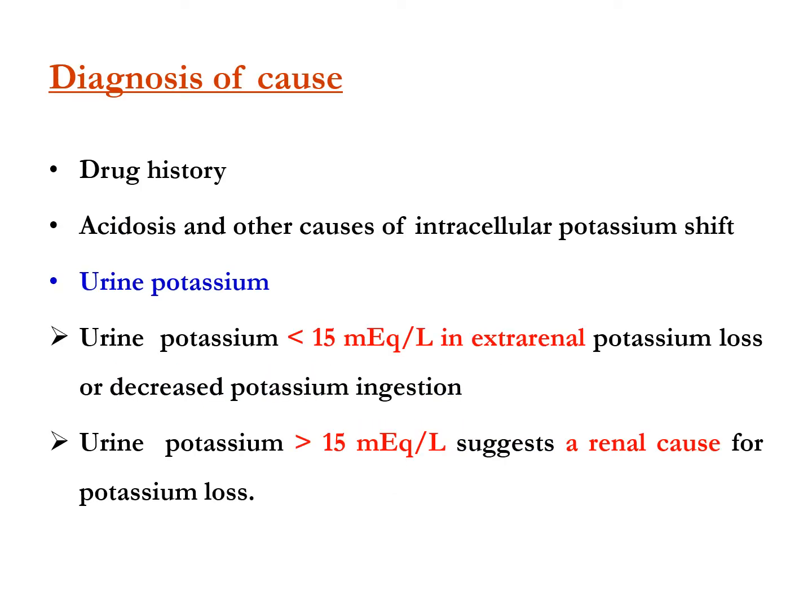For diagnosis of the cause, as we do in our patient, drug history is important. Acidosis and other causes of intracellular shift of potassium need to be excluded. We may need a urinary potassium level to differentiate between extrarenal potassium loss and renal potassium loss. If urinary potassium is less than 15 milliequivalent per liter, it suggests extrarenal potassium loss or decreased potassium intake. If urine potassium is more than 15 milliequivalent per liter, this suggests a renal cause for potassium loss.